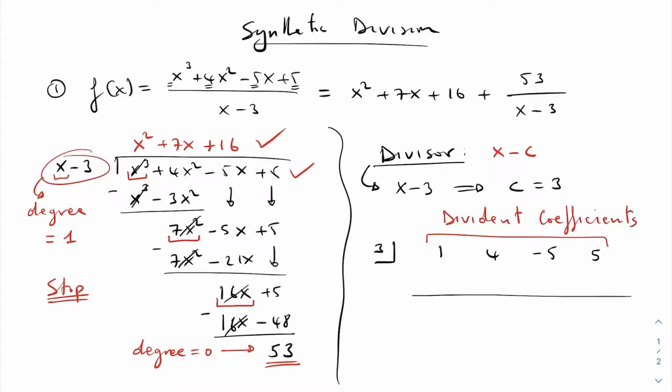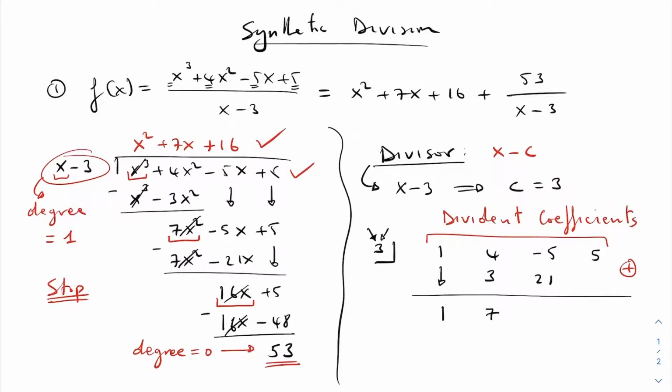The first thing you're going to do here is bring down the 1, the first coefficient of your dividend. After that, you're going to multiply that by c, which happens to be 3 in this case, and put it right here. Once you've done that, you can add these two. So you're going to have 4 plus 3, that's going to give you 7. Once you have 7, you can repeat the process. You're going to do 7 times c, which is 3 again, and that's going to give you 21. You put it right here, and then you add it again.